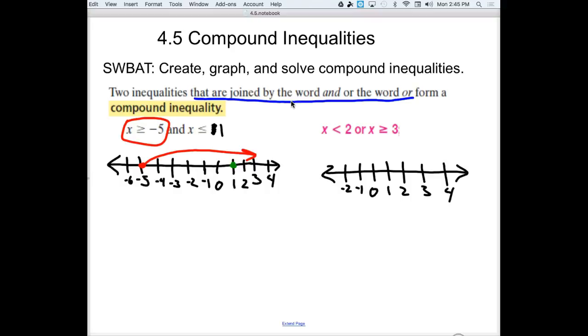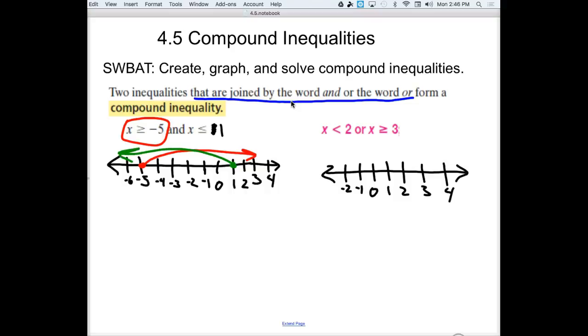You can see right here I've already graphed x is greater than or equal to -5. Also on the same number line we're going to graph x is less than or equal to 1. So I see I have a solid dot at 1 because it can be equal to 1. And we're going to shade to the left.